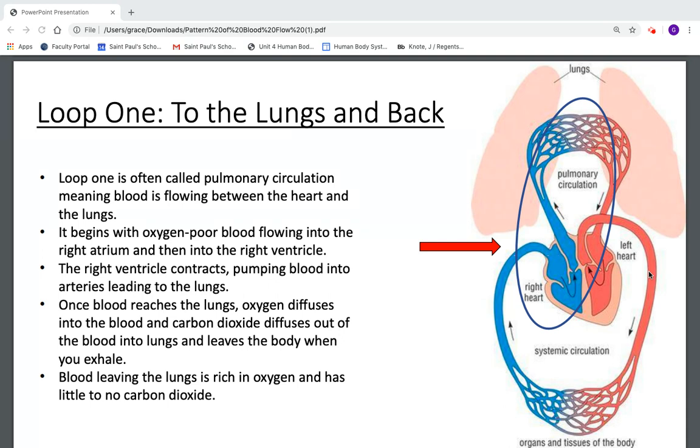In the lungs, blood flows through capillaries that are in contact with the air in our lungs that we have inhaled. Oxygen diffuses from the air and into the blood, while carbon dioxide diffuses out of the blood and into the lungs. As blood leaves the lungs, it is now rich in oxygen. This blood flows into veins leading to the left side of the heart. The oxygenated blood is now ready for the second loop.